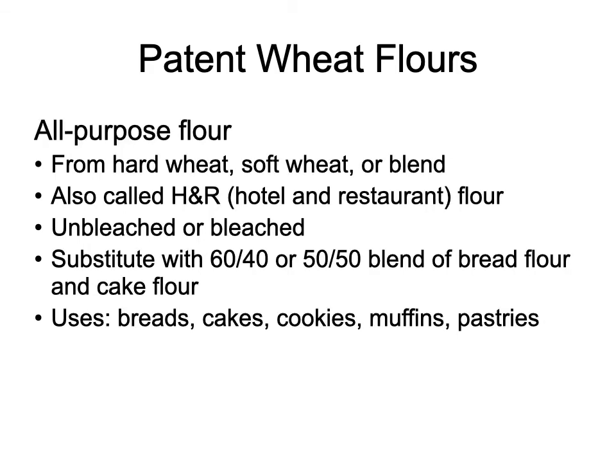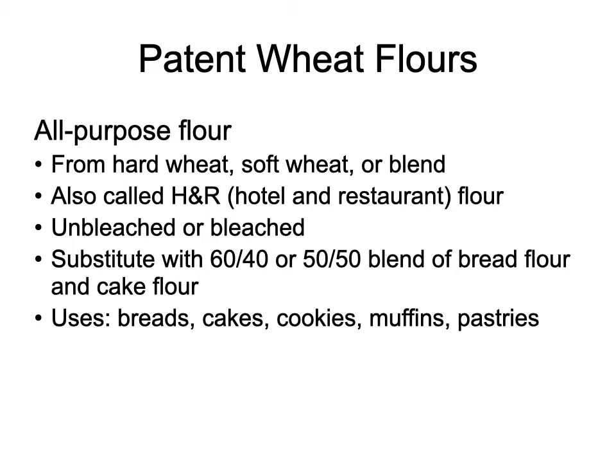Now, all-purpose flour is usually a blend. So you'll find all-purpose flour generally is a mixture of hard wheat flours and soft wheat flours in order to create a blend that would create a reasonable cake or set of cookies or a reasonable loaf of bread. So it has about 10% protein in it. It's a little lower than bread flour, a little higher than pastry flour. Oftentimes it's called hotel and restaurant flour. It usually comes bleached. Sometimes you'll find it unbleached.